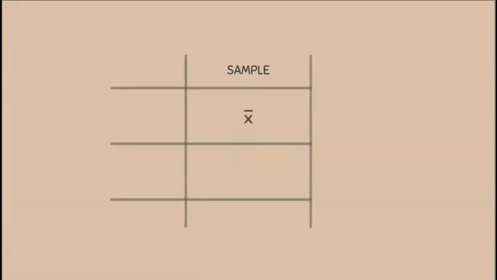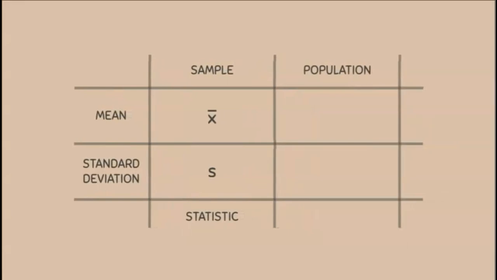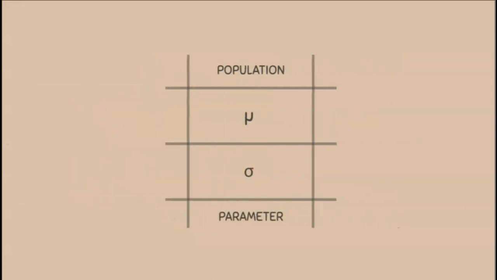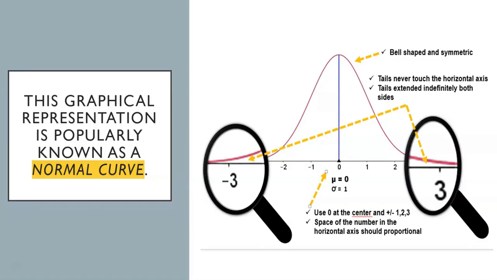When we are dealing with a sample, we use the x bar to represent the sample mean, and we use the small letter s to represent the sample standard deviation. These are statistics. When we want to represent the population, we use the Greek letter mu to represent the population mean, and the Greek letter sigma to represent the standard deviation. These are parameters. The population parameters mu and sigma are very important when we talk about normally distributed populations.